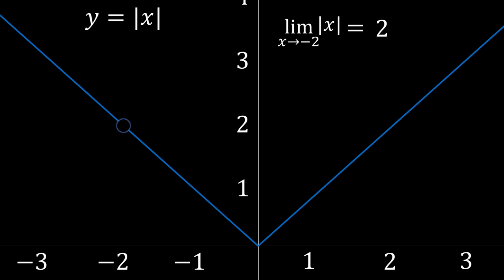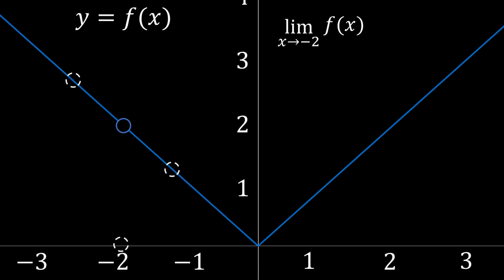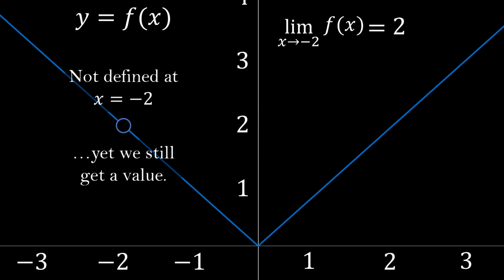Now, what if there was a hole at x equals -2? First off, we'll call this new function f of x. If we track what happens as our input approaches -2 on the graph, we can see that we get the same answer, 2. It's important to realize that limits do not determine the defined value of a function at a given point. They determine what the function is approaching.